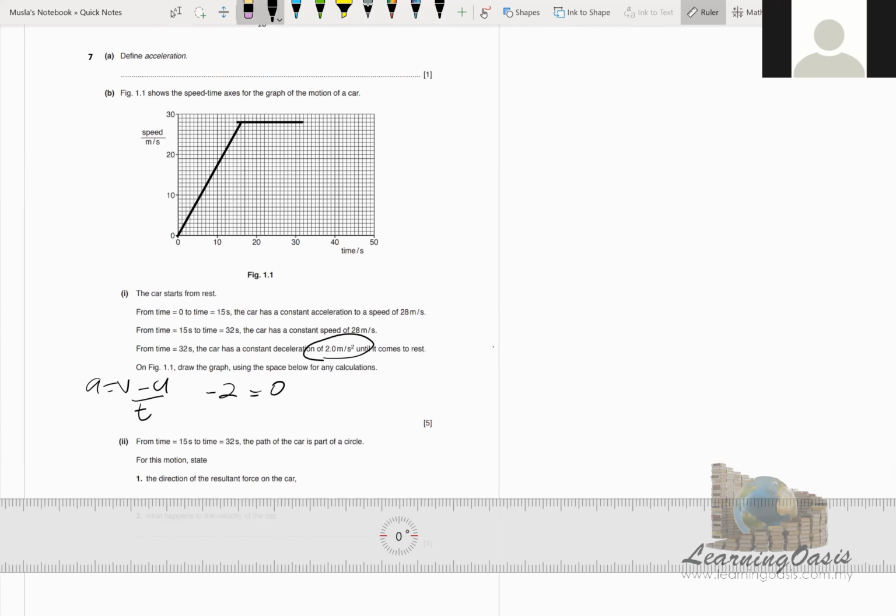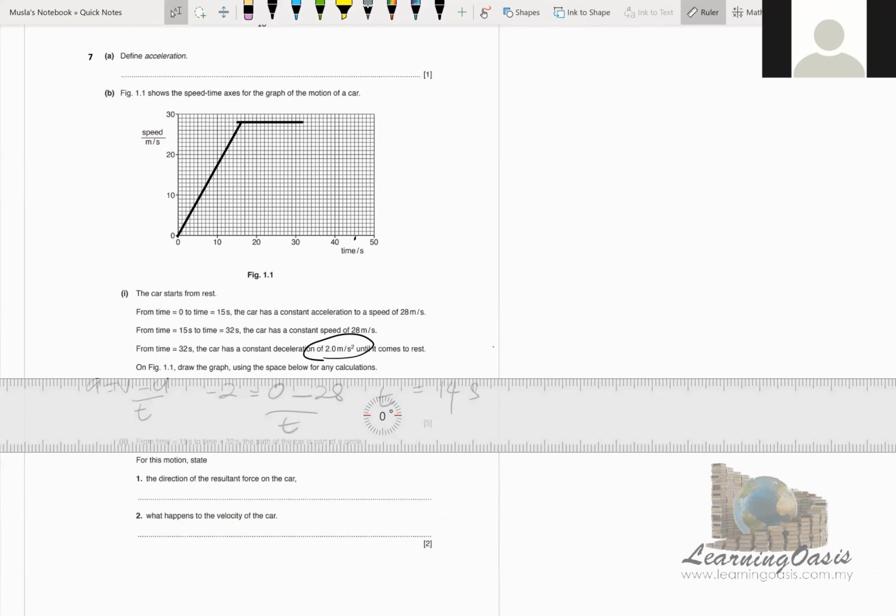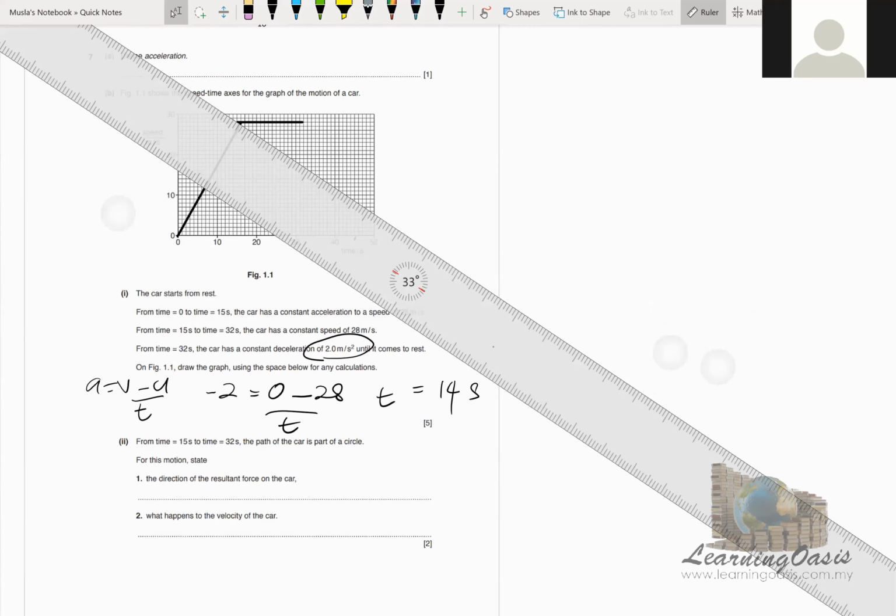Equals to V, you don't know what V is, right? V is 0 minus 2 over T. So 0 minus 28 over time. So what is your time? 14 seconds. So you start off at 32, 32 plus 14, 46. So 46 is when it stops. Right, so it stops at 46.